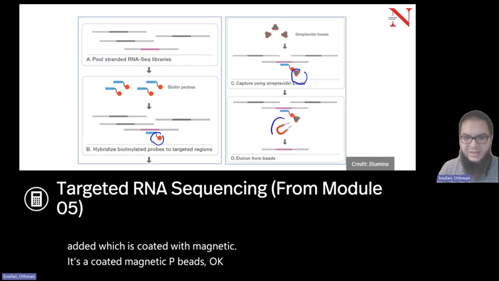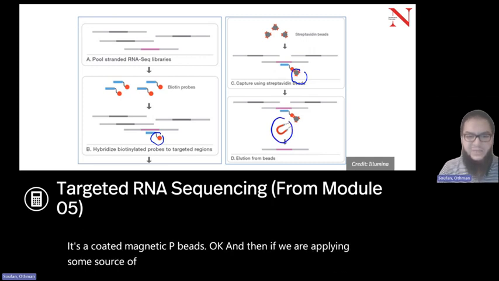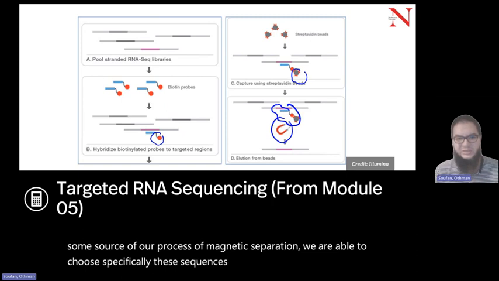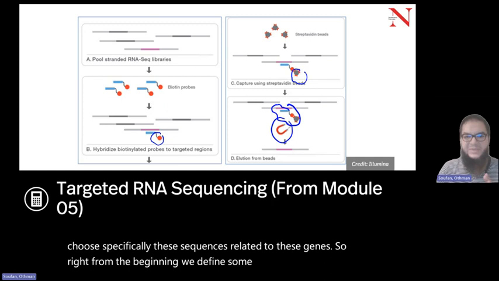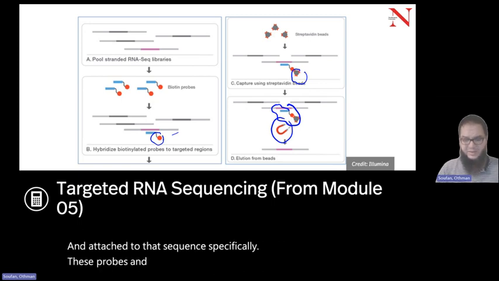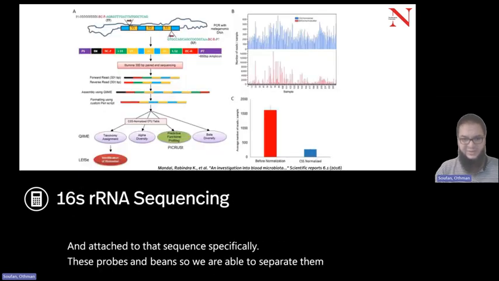And then if we apply a process of magnetic separation, we're able to choose specifically the sequences related to these genes. So right from the beginning, we define some sequence and attach to that sequence specifically these probes and beads, so we are able to separate them. This is targeted RNA sequencing.